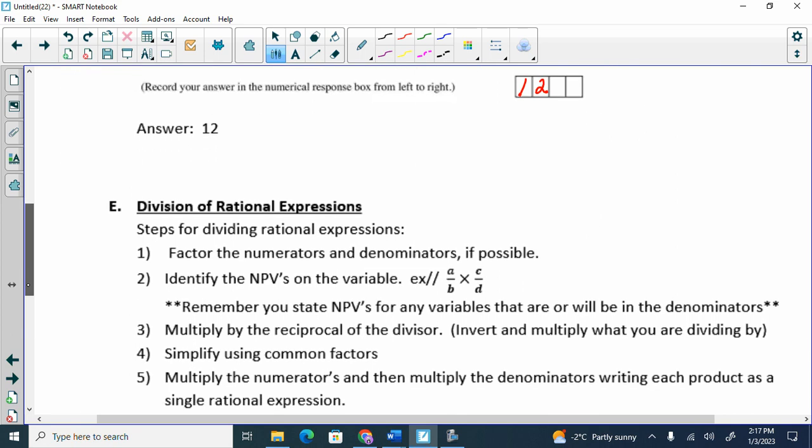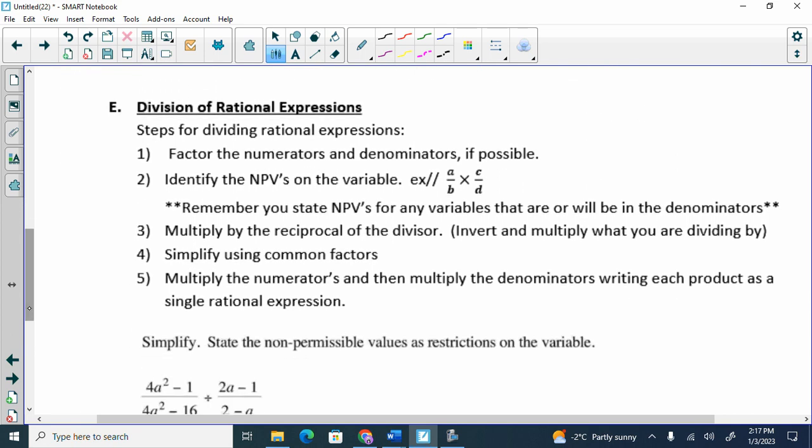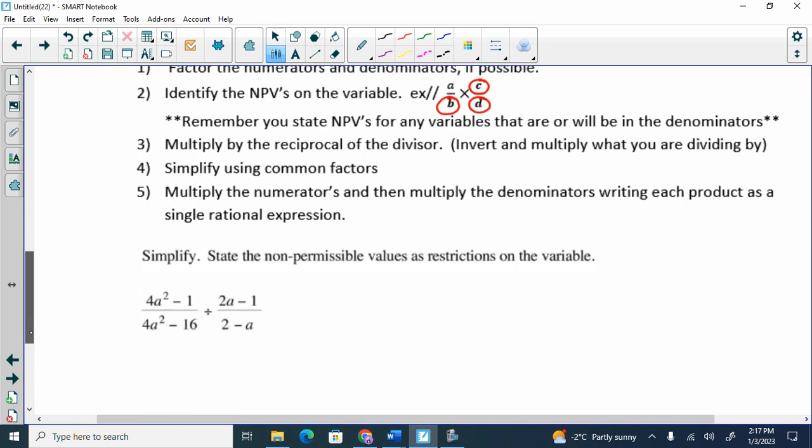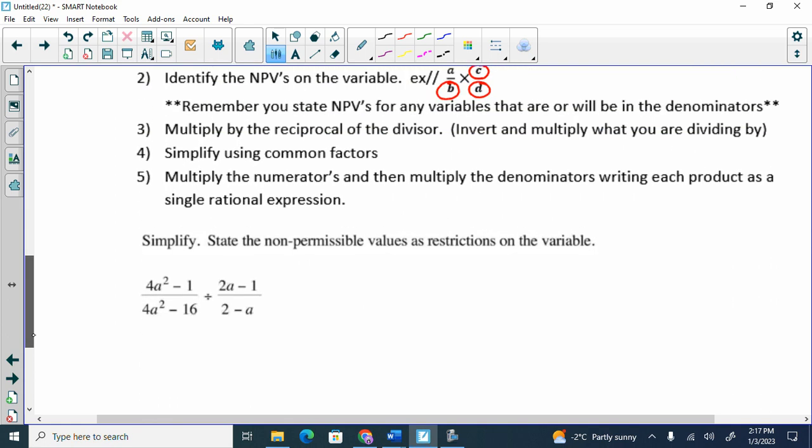Now we have division. Division creates only one problem. Division is one step away from multiplication. And you end up with an extra non-permissible value because your non-permissible values come from B, D, and C, because the C and the D switch when you multiply. So here it says simplify, state non-permissible values and restrictions of the variable.